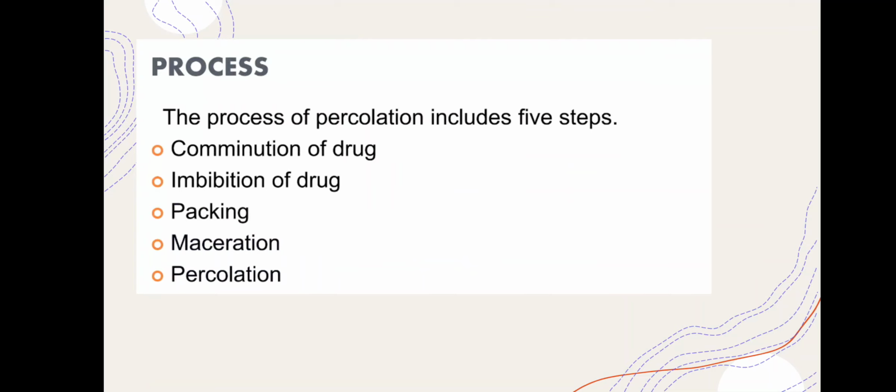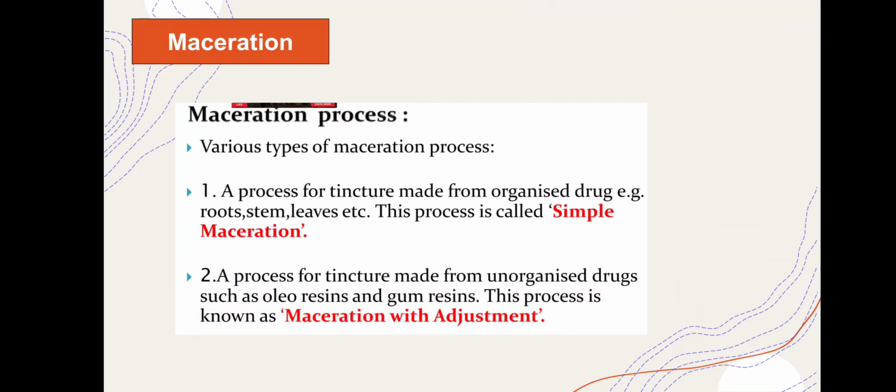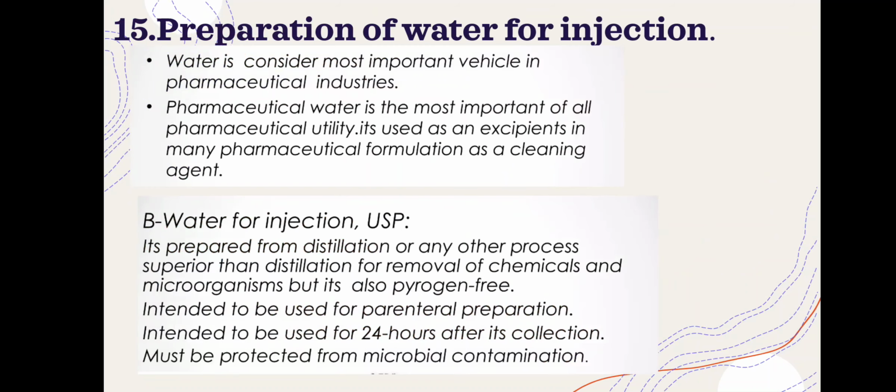The process of percolation includes five steps: comminution of the drug, imbibition of the drug, packing, maceration and percolation. Maceration has various types. The process for a tincture made from organized drugs is called simple maceration. The process for a tincture made from unorganized drugs, such as oleoresins and gum resins, is known as maceration with adjustment.